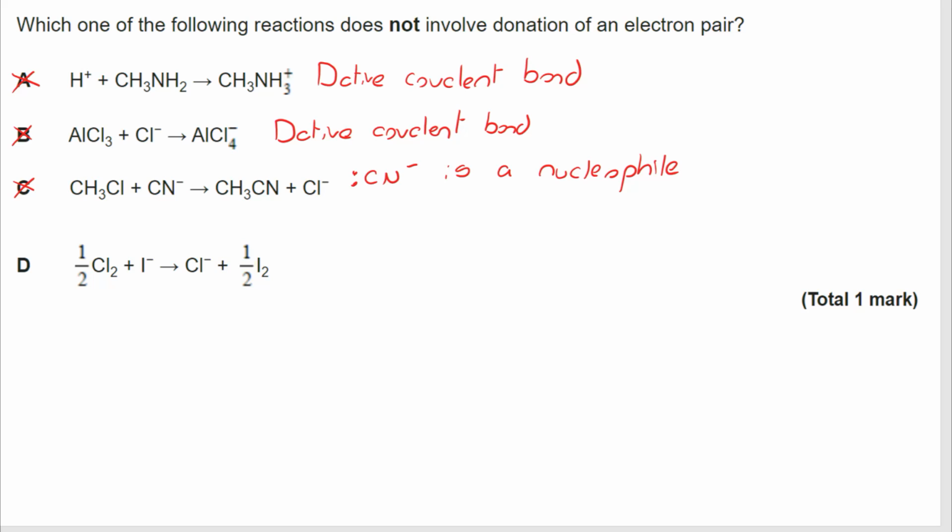Part C takes us into organic territory. Now, you would have to remember that CN- has a lone pair. Because it has that lone pair and it can act as an electron pair donor, which is the definition of a nucleophile, we know that C involves the electron pair and is therefore not the correct answer. And so we're left with what's essentially a displacement reaction between halogens, no electron pairs involved, and so the correct answer is D.